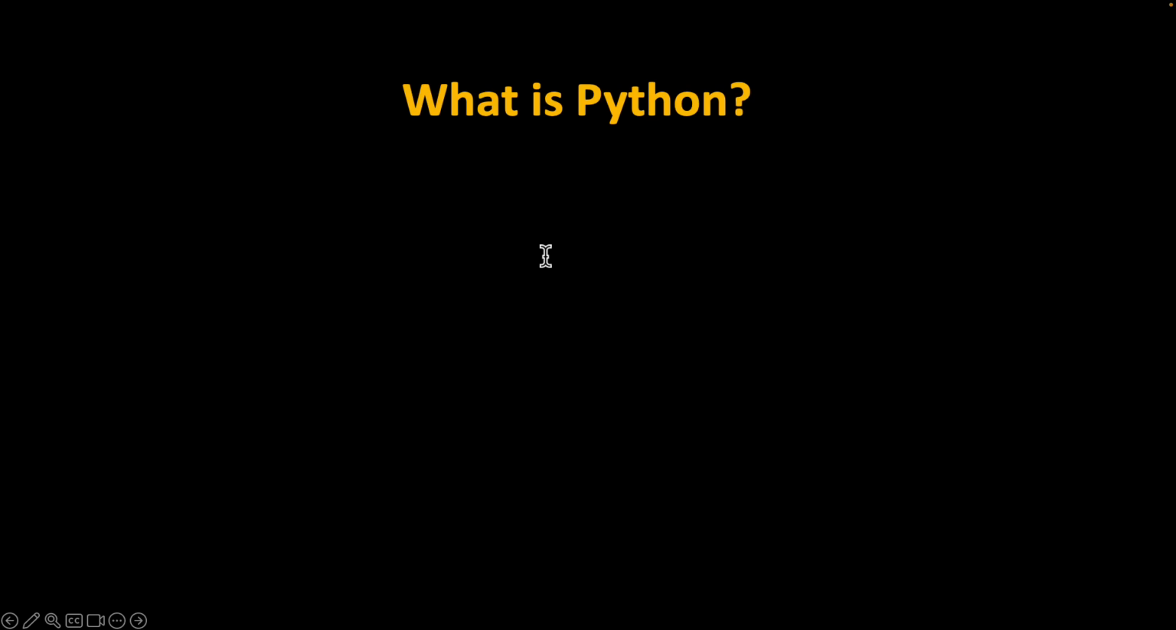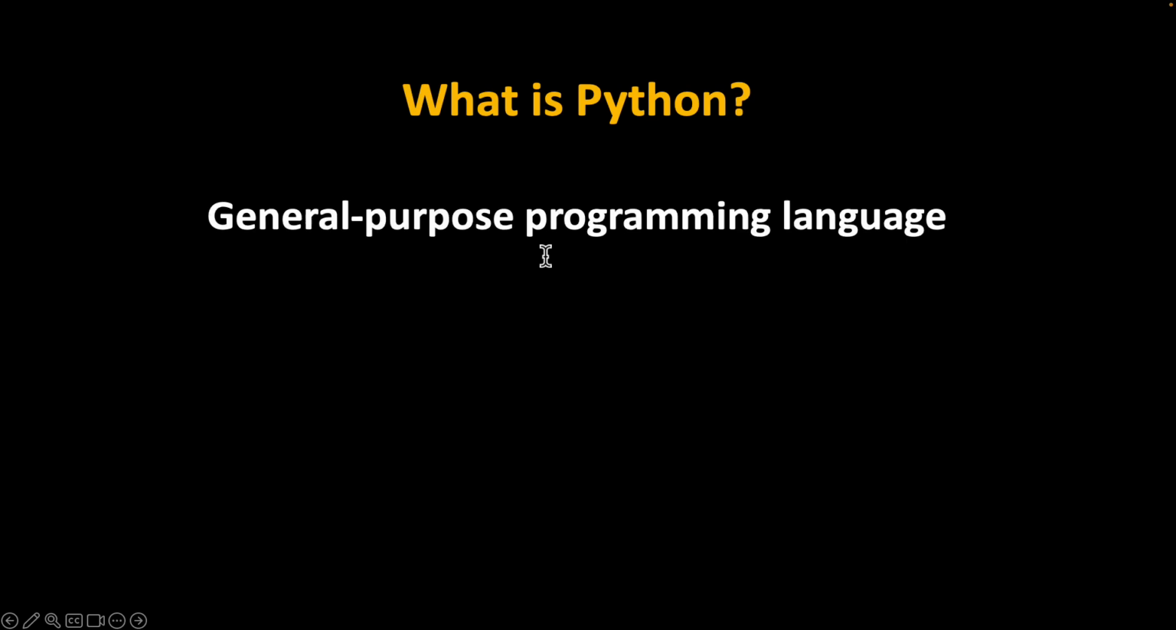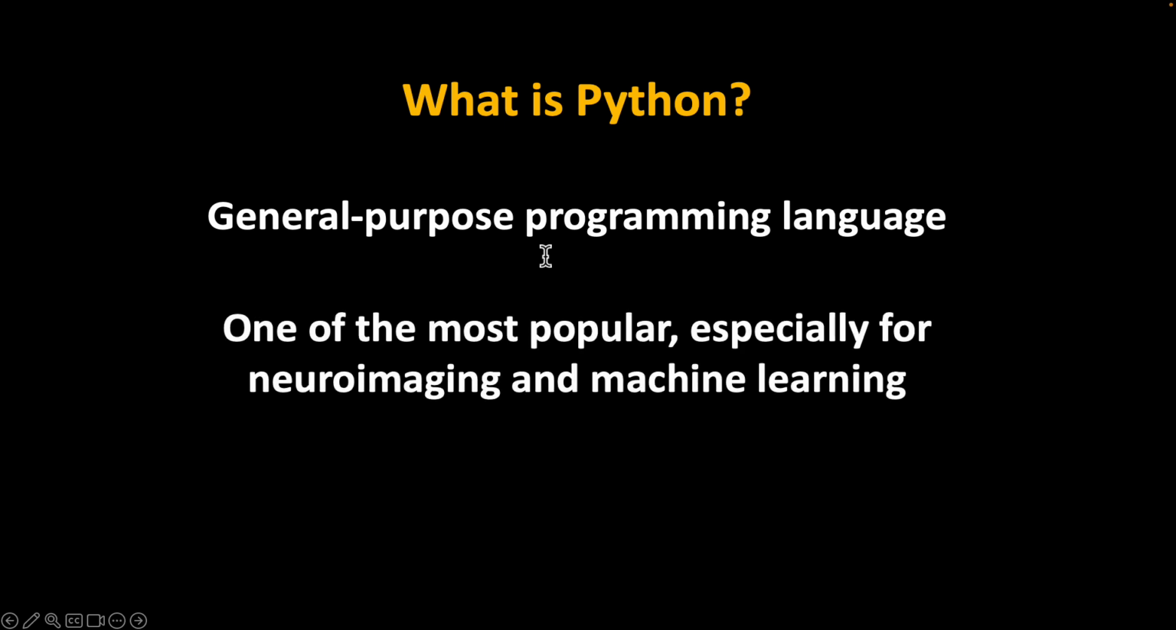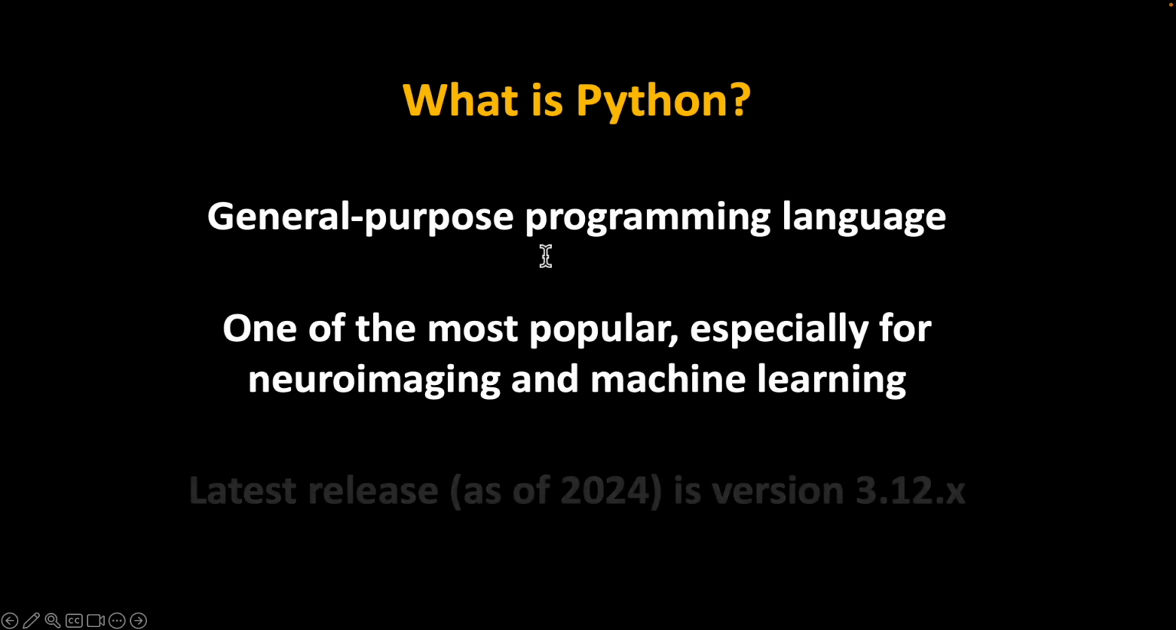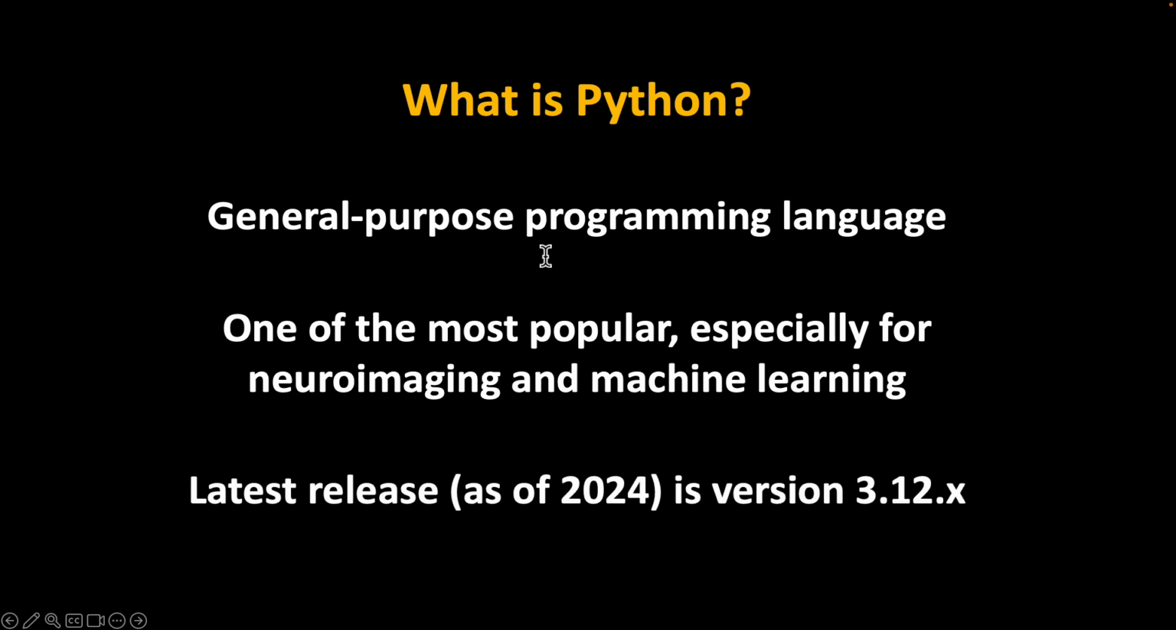So let's begin with Python. And this is a trend I've seen the past, let's say, 10 years or so in the field. I mean, it's been around for much longer than that, but especially in neuroimaging, it's become increasingly popular. And it really seems to be the programming language of choice, especially for people who are developing the new tools that we're using in the field. So Python is a general purpose programming language, meaning that it can be used in a variety of contexts. It isn't restricted to just one kind of programming. It's one of the most popular, especially for neuroimaging and machine learning, as I pointed out. And the latest release as of this year is something like version 3.12.